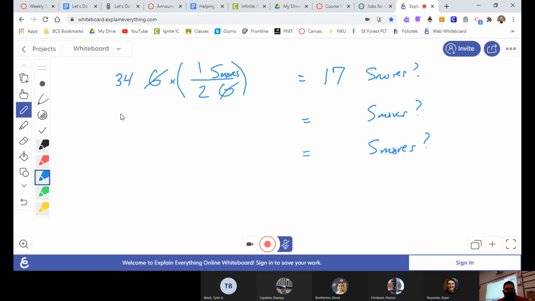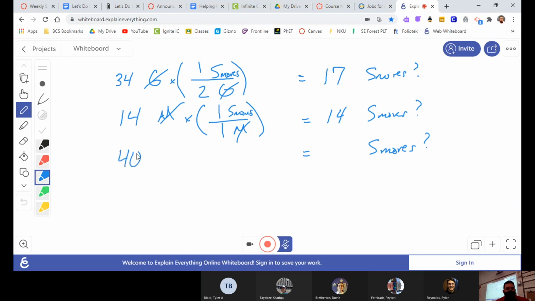14 marshmallows. Let's set up a ratio. 1 marshmallow on bottom, 1 s'more on top. Cancel out my marshmallows. What is the ratio of marshmallows to s'more? I need 1 marshmallow and 1 s'more. So I can make 14 s'mores. So you can already see that I can't make 17 s'mores, right? So I'm at 14 right now.